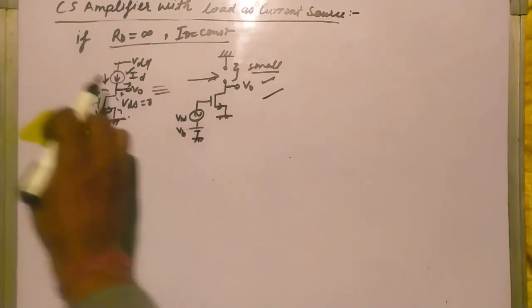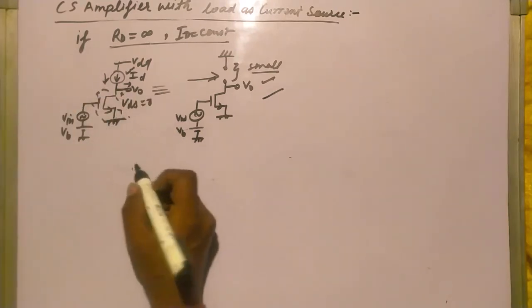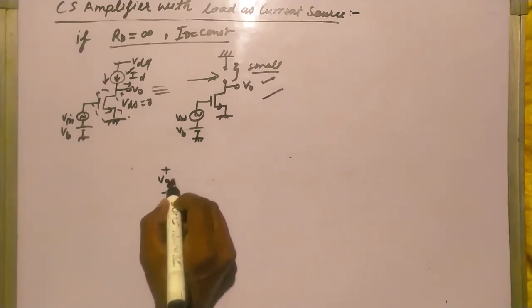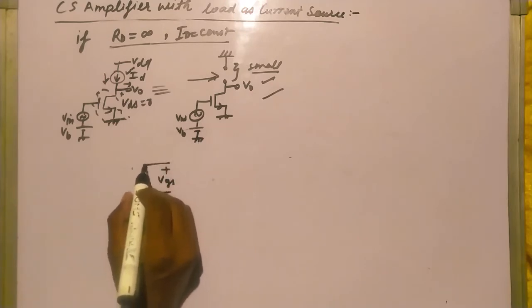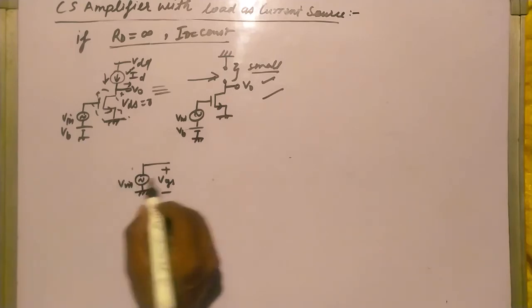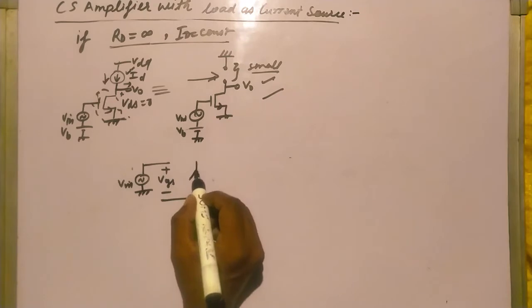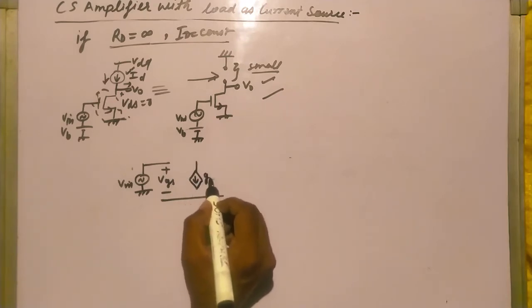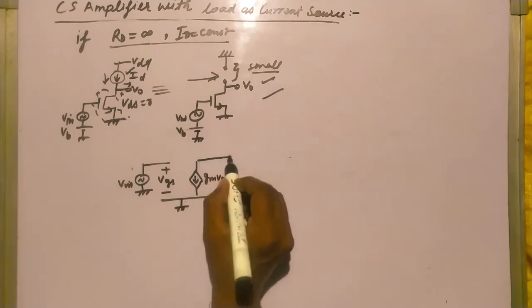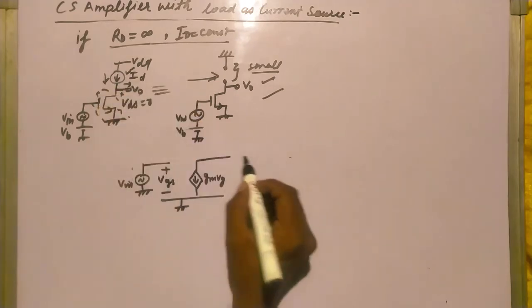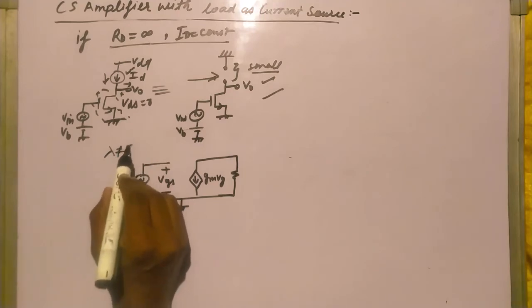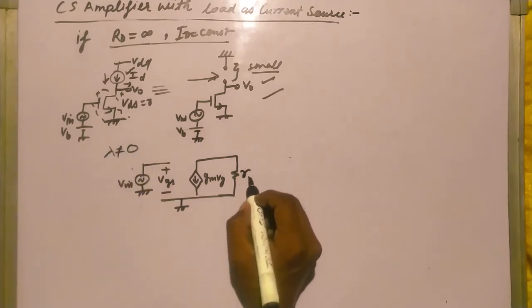So let's draw the small signal model of this circuit. This is my plus minus VGS, and there, V in. Then GM VGS, and the source is ground, and there R naught. We are considering channel length modulation, in which case I am taking lambda not equal to 0, and this is R naught.